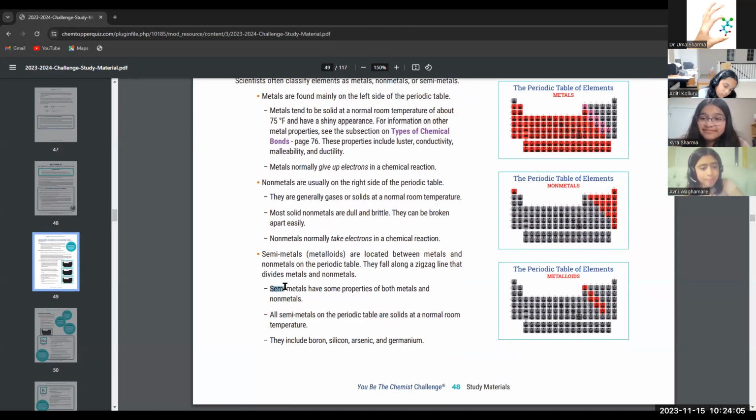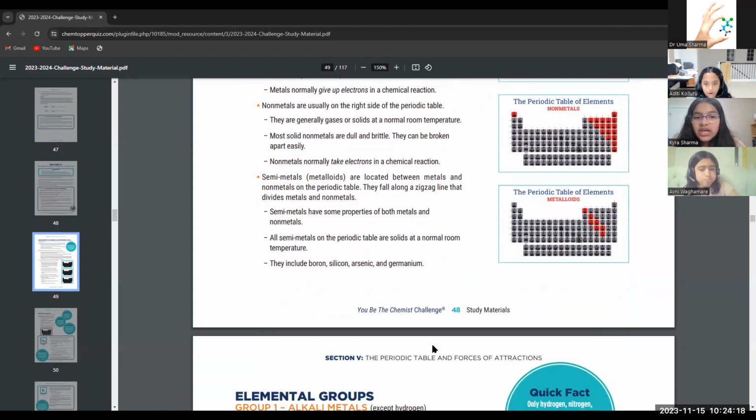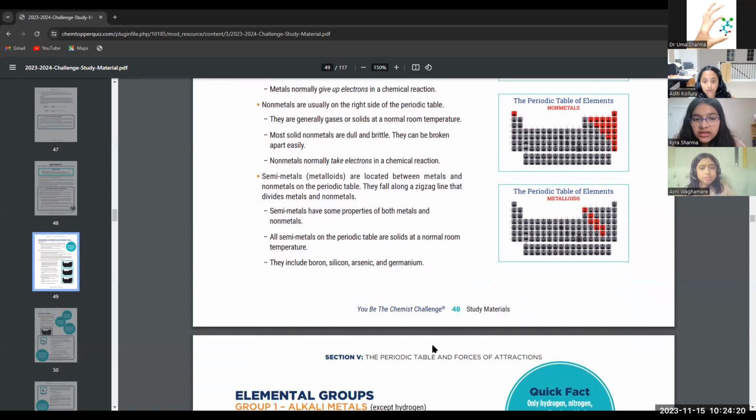What are semi-metals? Metalloids. They have properties of both metals and non-metals. Some of them are boron, silicon, arsenic, and germanium.